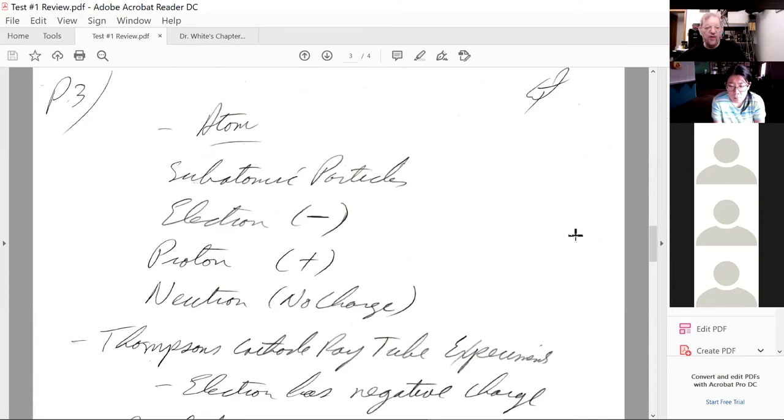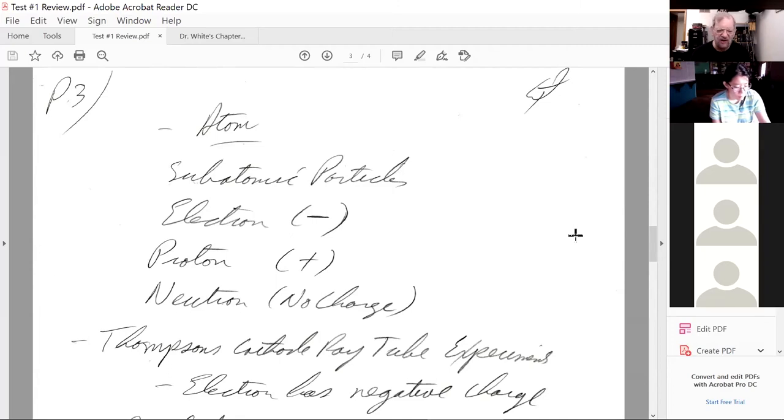Next, chapter four. We got to talk about good stuff. We talked about the atom, and the atom is the smallest particle of an element that contains all the properties of that element. Then we got to talk about the neat subatomic particles. And you should know the three of them. Everybody together: electron, proton, neutron.